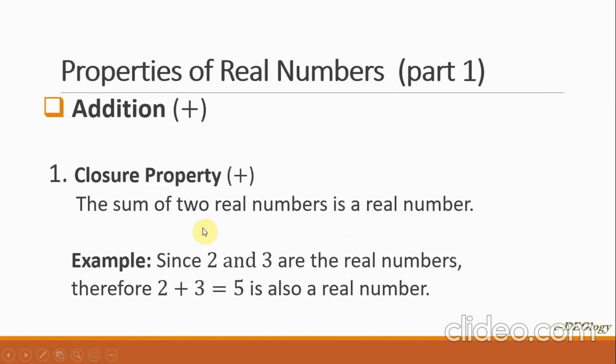As an example, we're going to pick two real numbers, 2 and 3. If we add these two numbers, such as 2 plus 3, the answer will be 5. And this 5 is also a real number. That is property number 1, closure property.